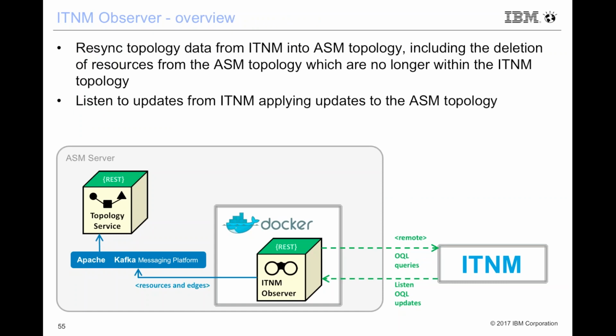We probably talked about this already briefly, but the ITNM observer in essence has 2 jobs. It uses OQL to communicate with NCP config, which is the way the ITNM UI actually communicates with the core. Its batch job is just to select from model, and its listening job will hook into the message bus in ITNM, listen to any updates that go past and apply those to the topology. So let's go to the next one.